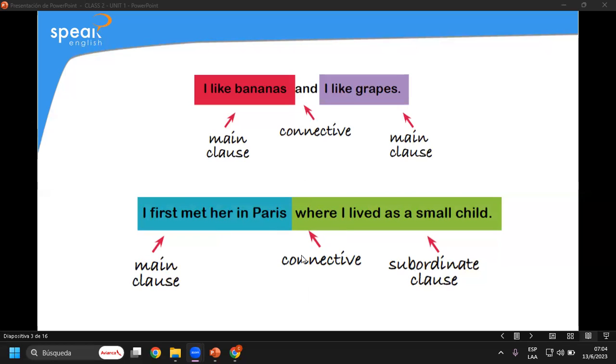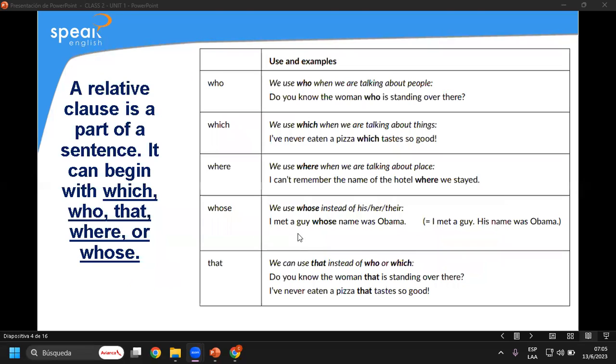words. So if I'm talking about people, what is the double H word that I can use? Who. If I'm talking about a place, where. That's correct. How about if I'm talking about an object? Which, or that. Correct. That is for everything.